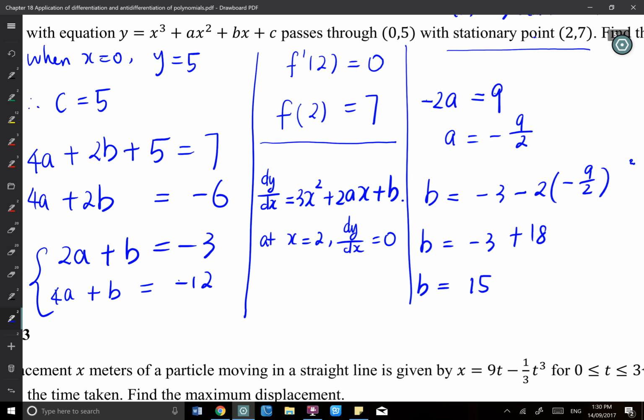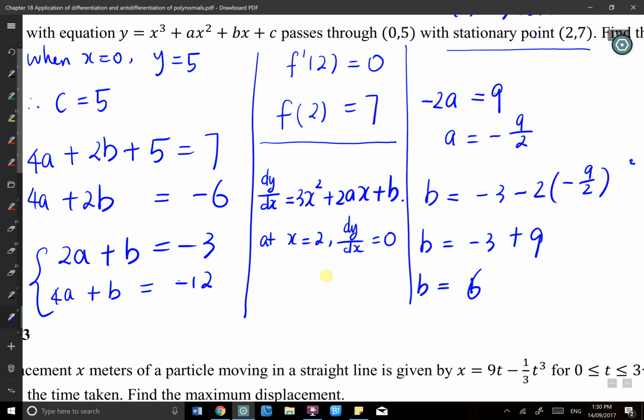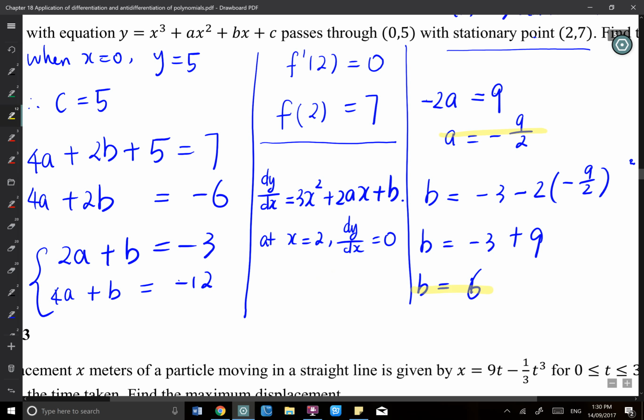It seems correct to me. Wait, 9. Yeah, that's 9. Sorry, that's a 9 and that's a 6, and that looks better. 9, 6. Yep, 6. Good. So we have that, and that. Yep.